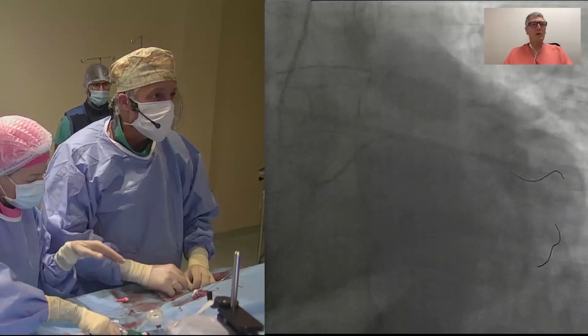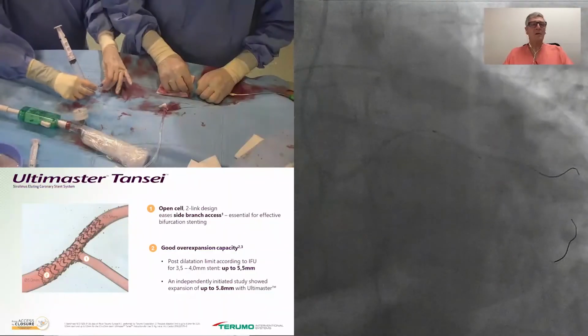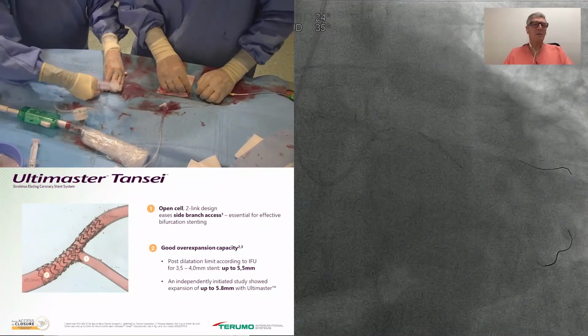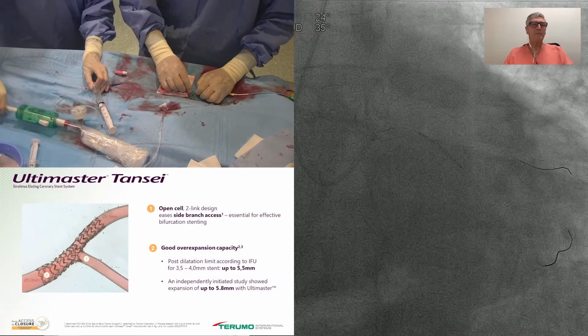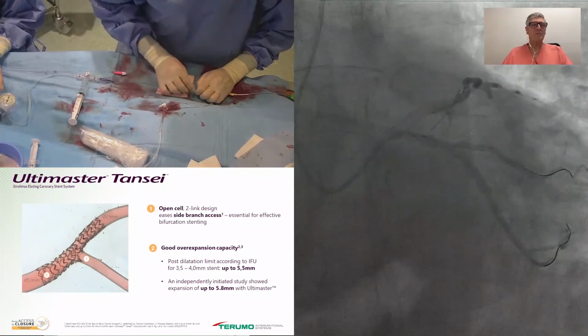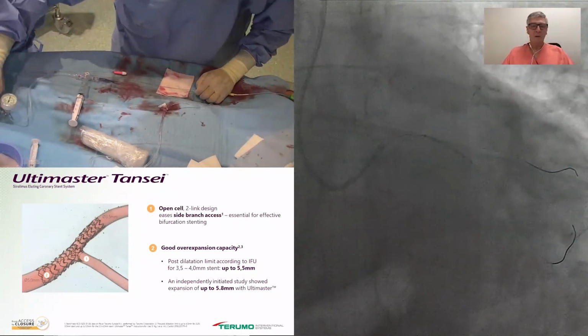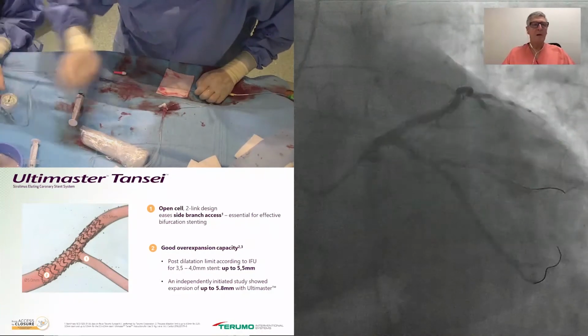This stent is really excellent in crossability, flexibility, conformability, and the good thing for bifurcations is that it has an open cell, link design to allow a very good side branch access. It allows even overexpansion. A 3.5 platform like this could be overexpanded.